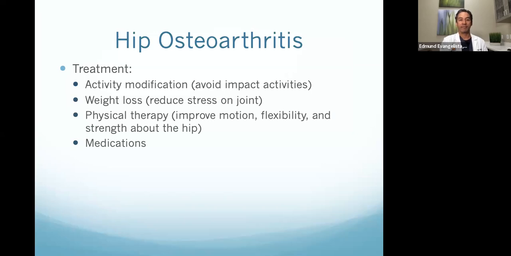Treatment: modification of activities or trying to avoid the impact activities that are aggravating the hip cartilage, weight loss to reduce stress on the joint, physical therapy to help improve motion, flexibility, and strength around the hip, and then medications such as Tylenol and your anti-inflammatory medications to help pain and inflammation.